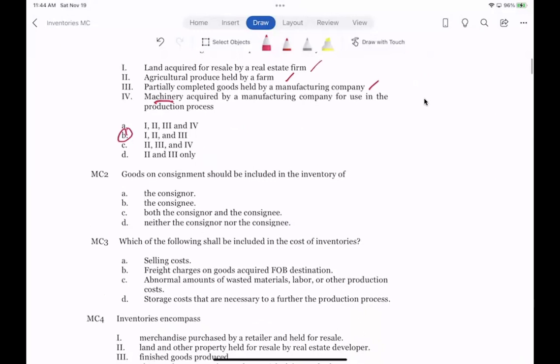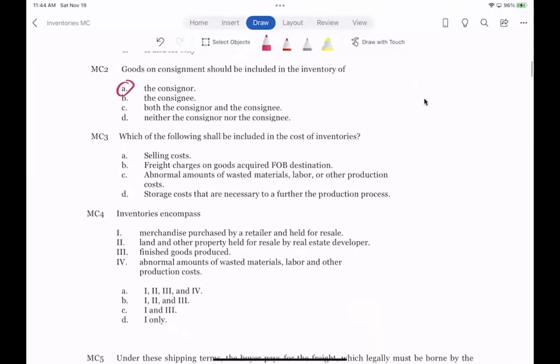Goods on consignment should be included in the inventory of the owner, of course, the one who economically controls the goods, and therefore that is the consignor. Which of the following shall be included in the cost of inventory? Selling costs. Selling costs are period costs. They are recorded as selling expense. So, no. Freight charges on goods acquired FOB destination. If that is FOB destination, then it is the responsibility of the seller to pay for the freight cost. Therefore, this is not for our account.